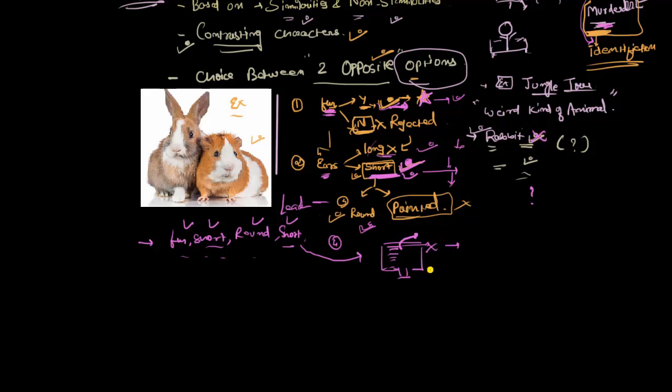It was not a rabbit. But it kind of matches with a hamster. All the characteristics match with the hamster. So it was a hamster, not a rabbit. How did I get to this result, this identification? With the help of a key.